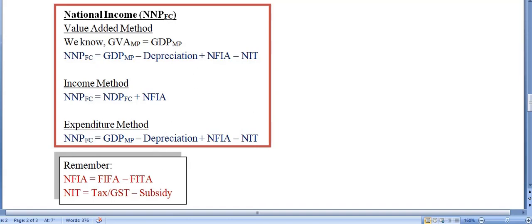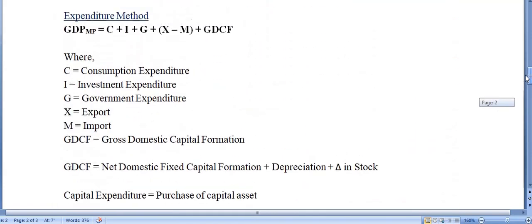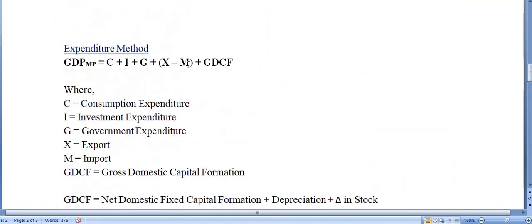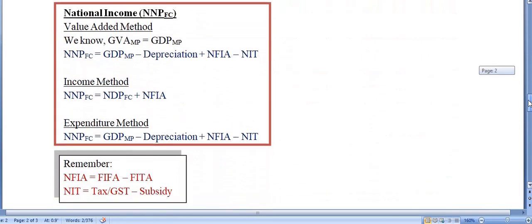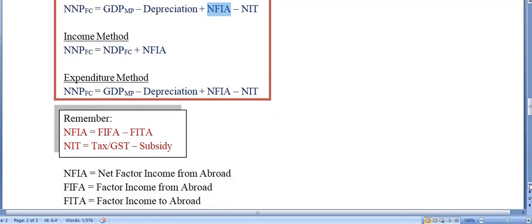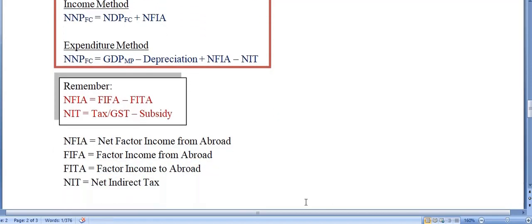The figure of NFIA, just like X minus M, net export, can be both negative as well as positive. Similarly, the value of NFIA can also be both positive as well as negative. Remember that part. And NIT stands for tax or GST minus subsidy. That is how you calculate NIT. So these are the full forms: NFIA, FIFA, FITA.